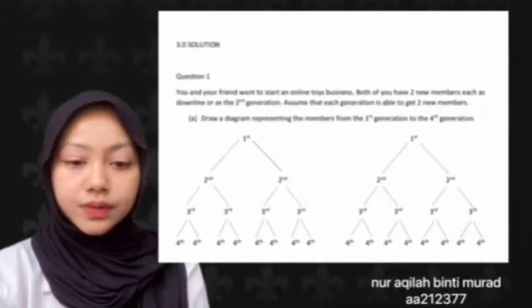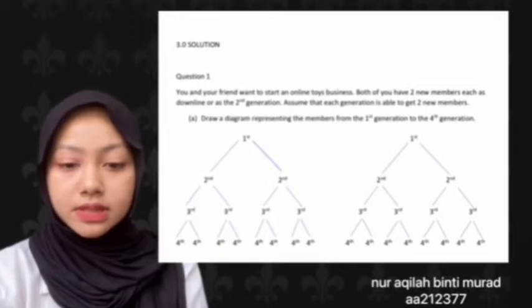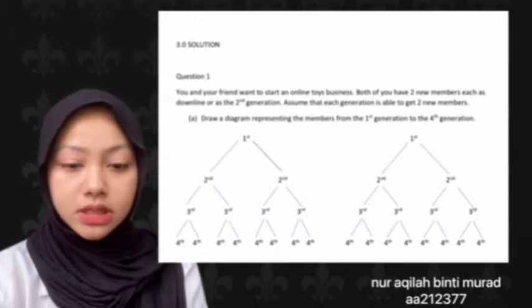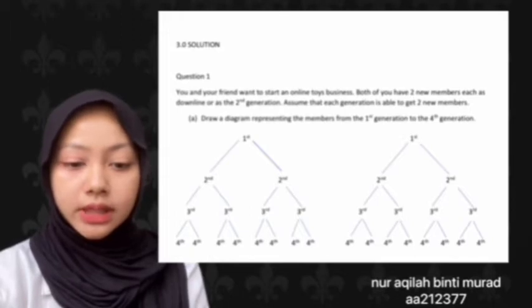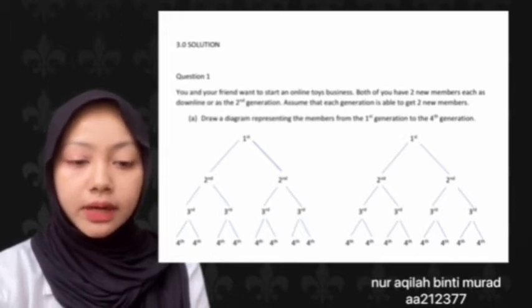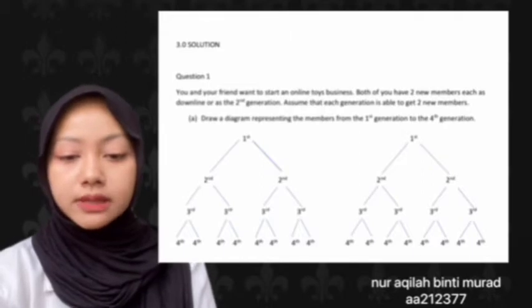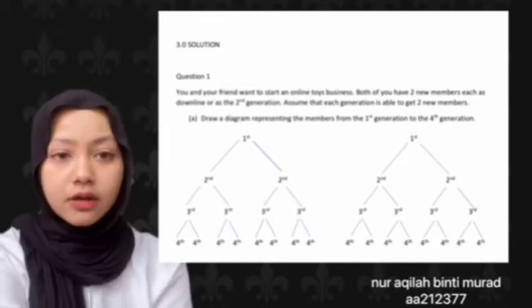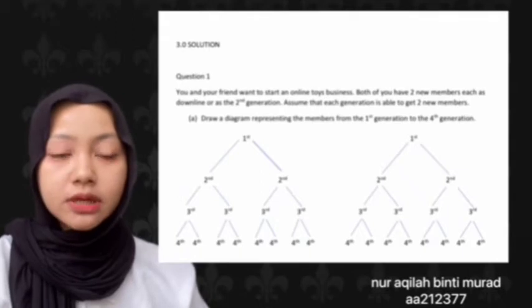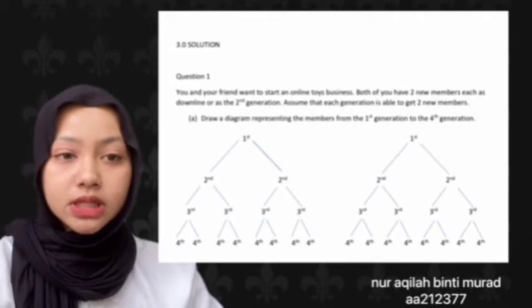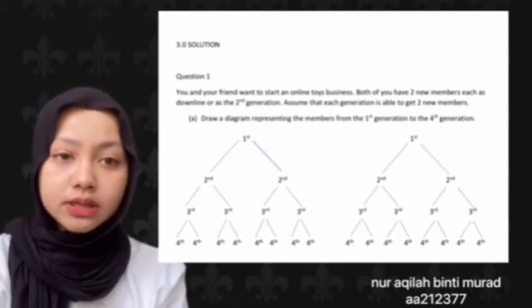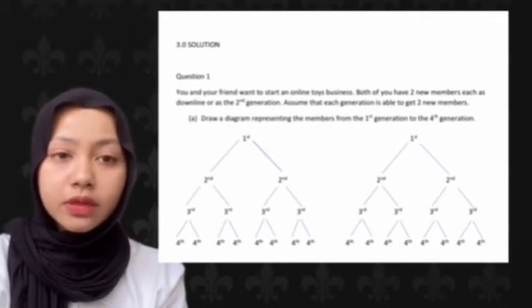You and a friend want to start an online toys business. Both of you have 2 new members each as downline or as the second generation. Assume that each generation is employed to get 2 new members. First, draw a diagram. The question is, draw a diagram representing the members from the first generation to the fourth generation. From the diagram, for the first generation, we recruit 2 and we get the second generation. With the second generation, we recruit 2 and we get the third generation. For the third generation, we recruit 2 and we get the fourth generation.